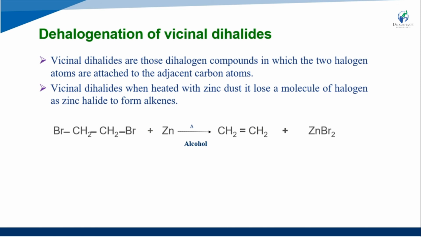So we take here dibromoethane, in the presence of zinc dust with heating or in the presence of alcohol, making one ethene molecule and removing one zinc halide. So this is a dehalogenation of the vicinal dihalide group.